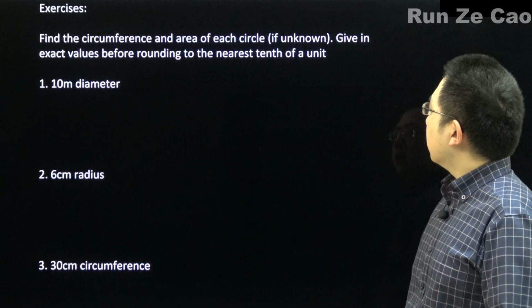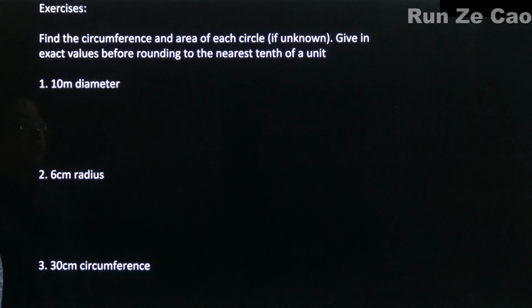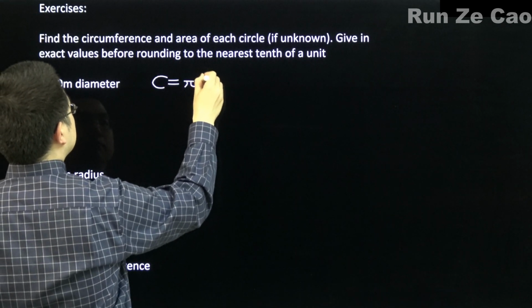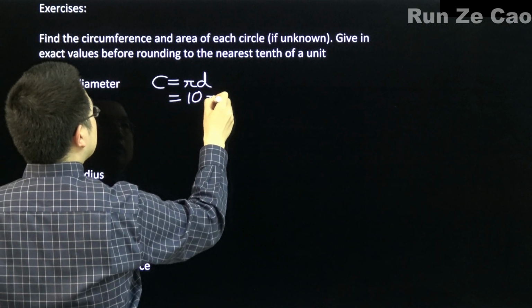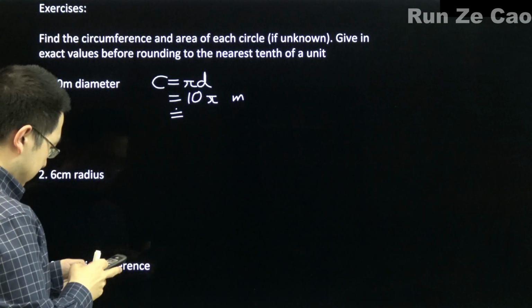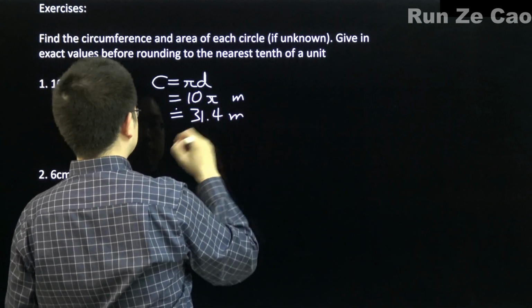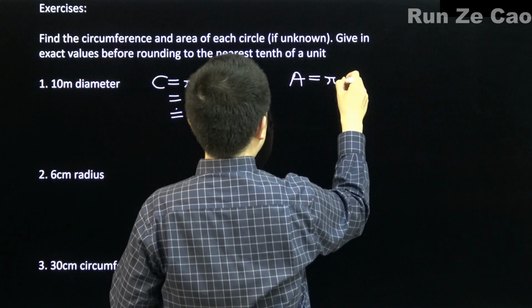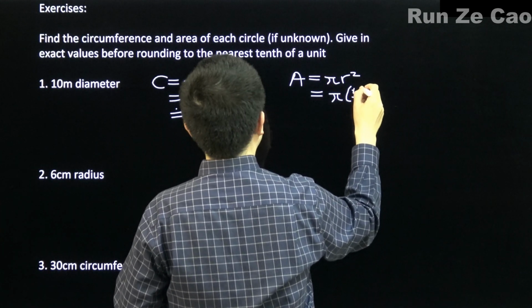Find the circumference and area of each circle if they're unknown. Give the exact values before rounding to the nearest tenth of a unit. Well then, circumference is equal to pi d, pi multiplied by diameter, so it's 10 pi meters. And that's approximately 31.4 meters. Okay, what's the area? Area is equal to pi r squared, which is equal to pi times 5 squared.